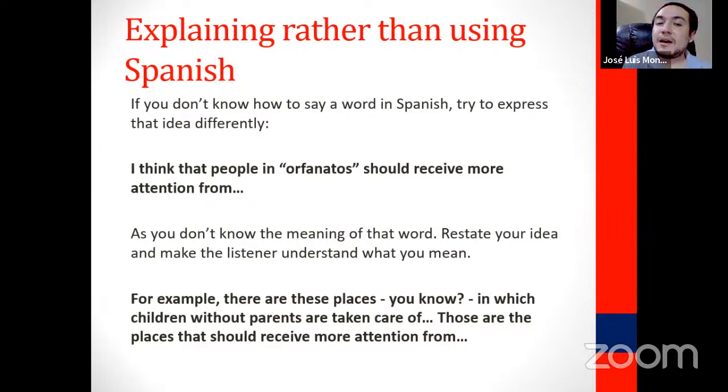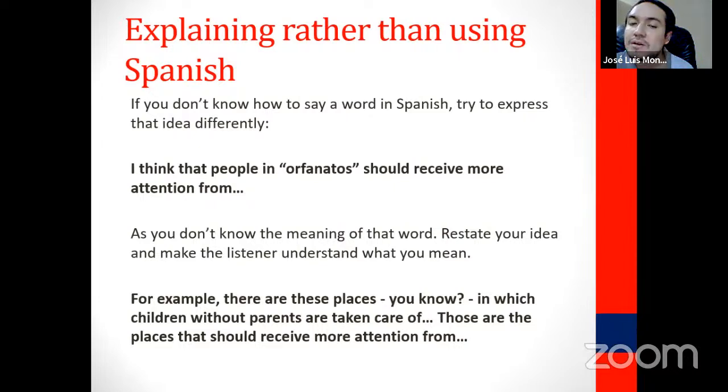Look, I think that people in orphanatos should receive more attention from. So if you say that again, if the word is closest in terms of the root and everything, perhaps they will understand. It's not the case every time. But instead of doing that, because for some people that can create more confusion, because even though the words can be similar, sometimes we don't pronounce the words in the same way. And here again, we got this idea that instead of saying that in Spanish, you can say that differently.